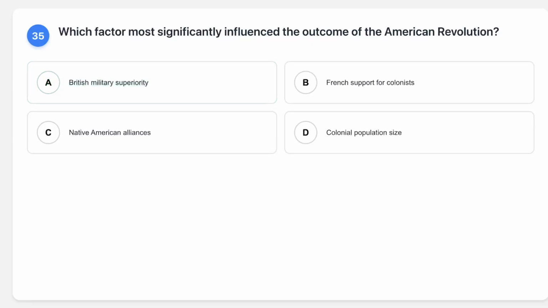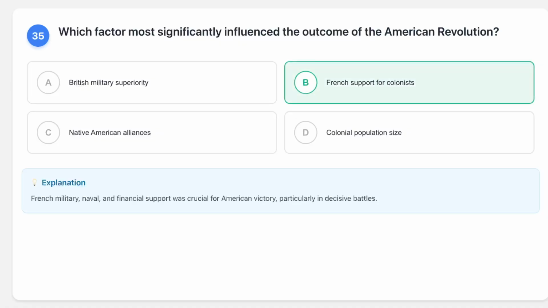Question. Which factor most significantly influenced the outcome of the American Revolution? Option A. British military superiority. Option B. French support for colonists. Option C. Native American alliances. Option D. Colonial population size. Explanation. French military, naval, and financial support was crucial for American victory, particularly in decisive battles.